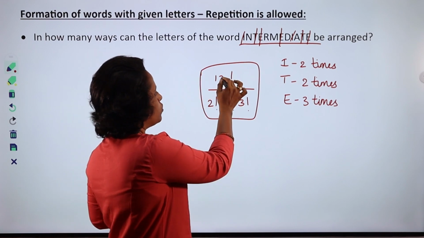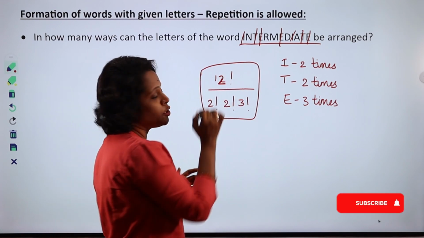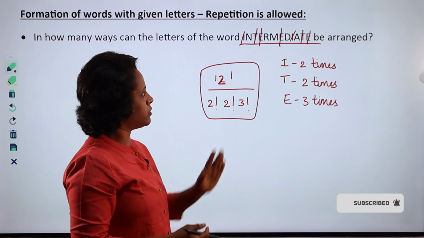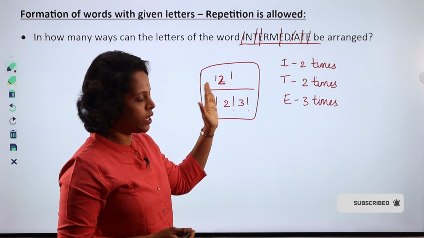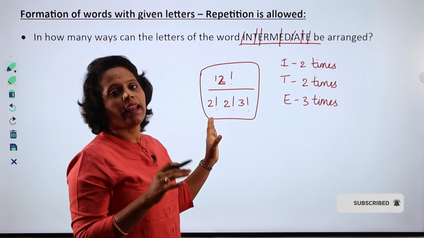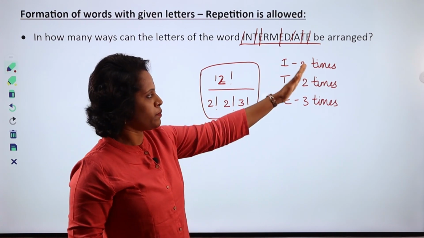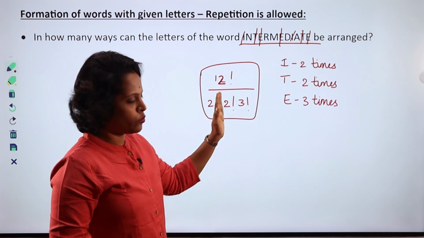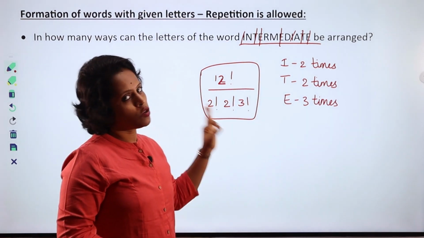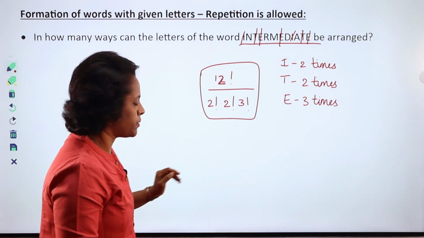In the numerator goes the total number of letters. The total number of letters in the word INTERMEDIATE is 12, so 12 factorial. In the denominator, take the letters which are repeated. I is repeated 2 times, so 2 factorial. T is repeated 2 times, so 2 factorial. E is repeated 3 times, so 3 factorial. This will be your answer.